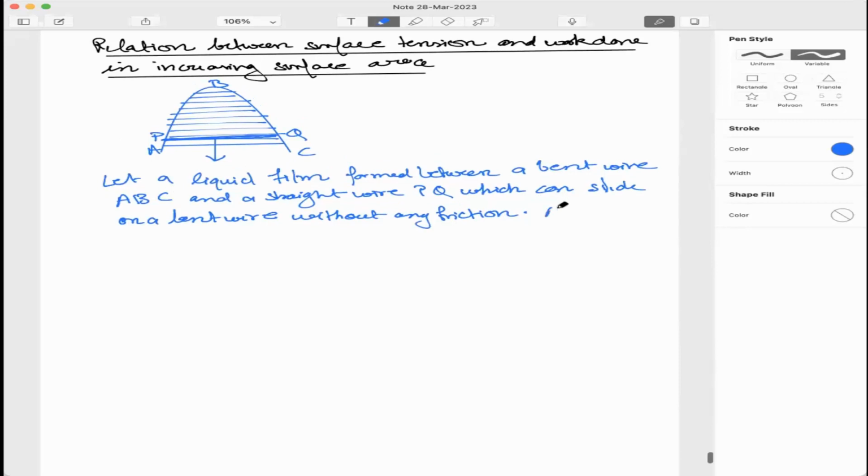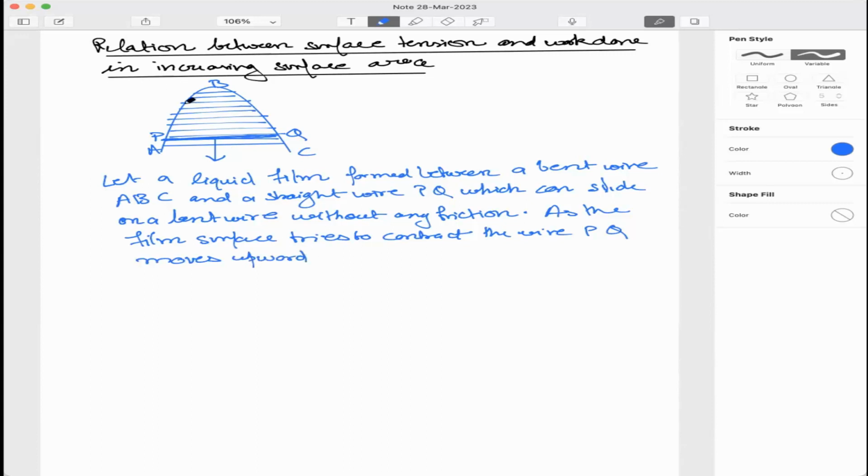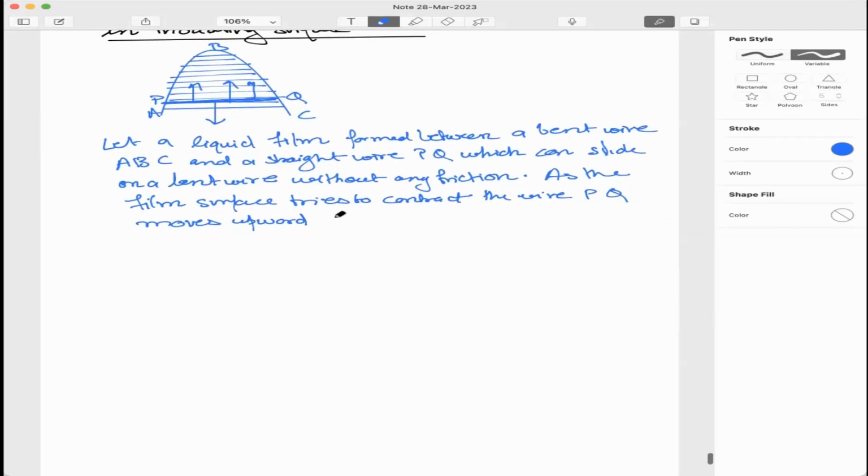As the film surface tries to contract, the wire PQ moves upward. So as the film applies a force in this direction, this wire will move in this direction because of the surface tension.